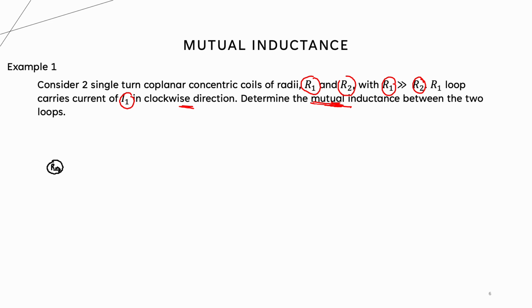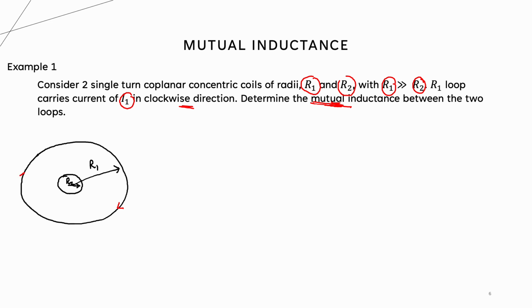Okay, I try to draw a bit larger so that we can write R2. So this is our R2, because it is much smaller, and this is our R1. R1 is larger compared to R2. R1 carries a current in the clockwise direction, so the current is in this direction. This is our I1.